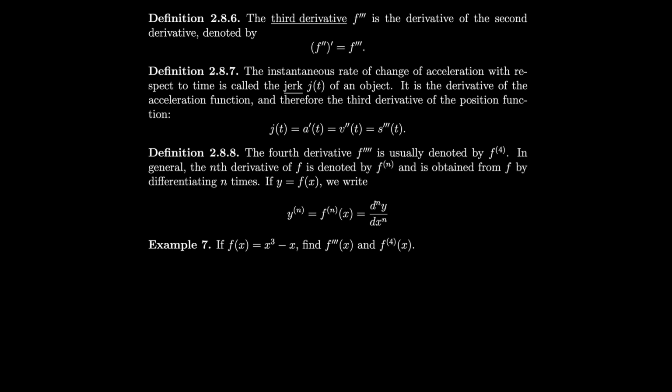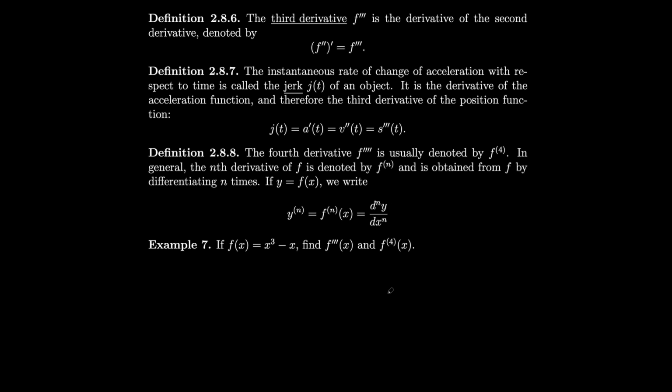Okay, the fourth derivative. I don't even know if I'm going to call this f quadruple prime. Probably just call it the fourth derivative. In general, the nth derivative of f is denoted by this funny little thing where we put f, and instead of writing it as an exponent, we put parentheses around it. So those parentheses tell you it's not an exponent. And they tell you it's actually the nth derivative. It is obtained by just differentiating f n times. So that's the same thing as saying d^n y over dx^n.